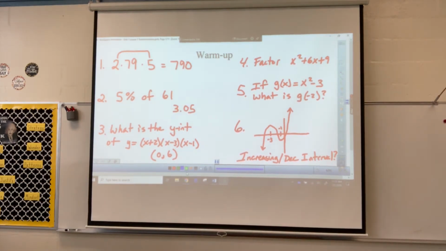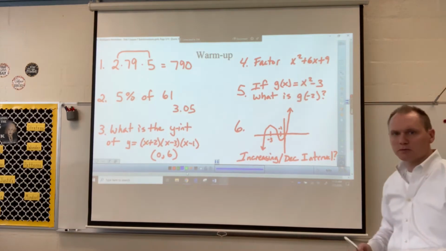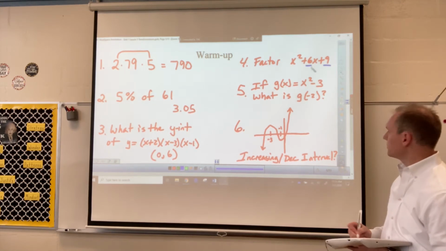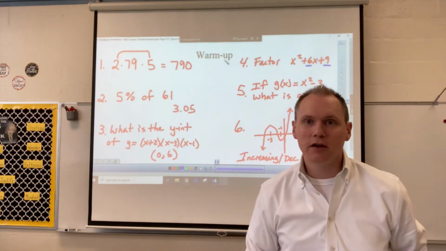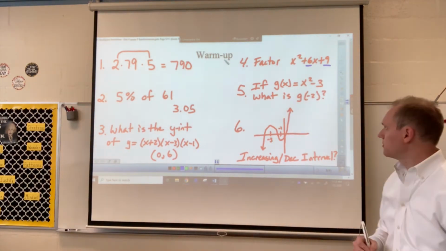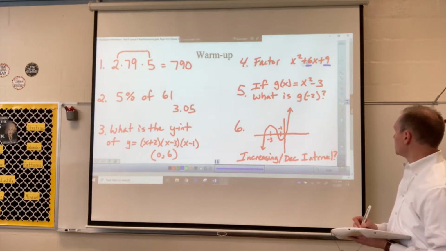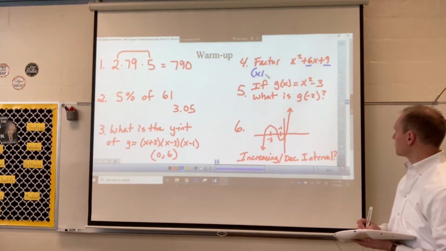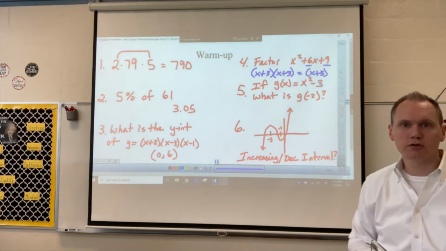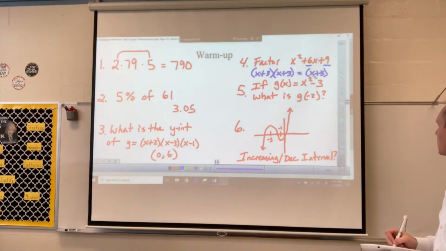All right, number 4, factor x squared plus 6x plus 9. This is actually a special one we've talked about before. You want to think of 2 numbers that multiply to give us 9, that add to give us 6. In this case, the 2 numbers that you're thinking about are exactly the same, in that they're both 3. Right? 3 times 3 is 9, 3 plus 3 is 6. So you could write it as x plus 3 times x plus 3. So anytime you multiply something by itself, you're squaring it, right? So you could write it as x plus 3 squared.